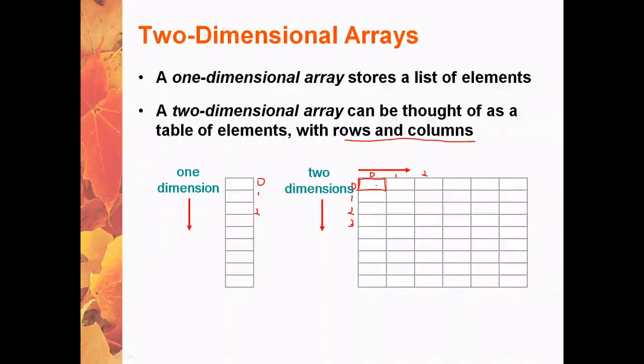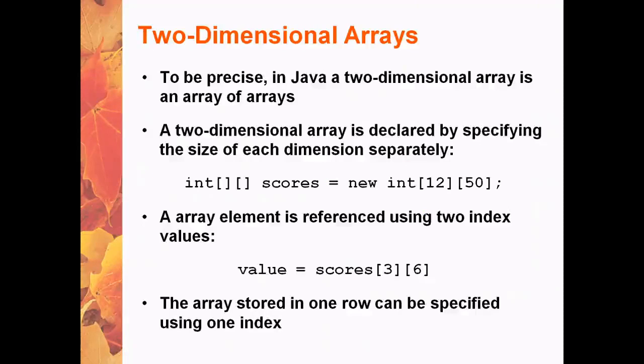So the address of this particular cell is 0, 0, that is, row 0, column 0. If I want to refer to this particular cell, then the address of this cell is row 2 and column 2. So every cell in a two-dimensional array is referred to by the row index and column index. To be precise, a two-dimensional array can be said to be an array of arrays.